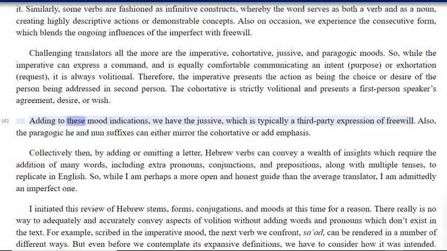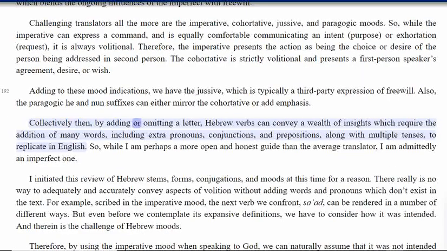Adding to these mood indications, we have the jussive, which is typically a third-party expression of free will. Also, the paragogic he and nun suffixes can either mirror the cohortative or add emphasis. Collectively then, by adding or omitting a letter, Hebrew verbs can convey a wealth of insights which require the addition of many words, including extra pronouns, conjunctions, and prepositions, along with multiple tenses, to replicate in English.